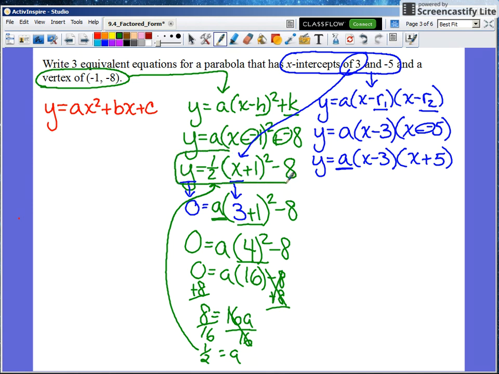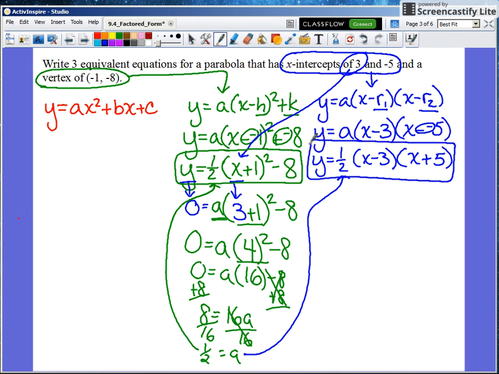And now we have a complete vertex form equation for our parabola. Since now we know what a, our leading coefficient, is, we can also plug that into factored form for a. And now we have a complete equivalent factored form equation for our parabola. So that now leaves us with general or standard form to complete.